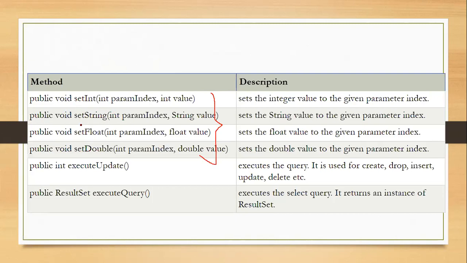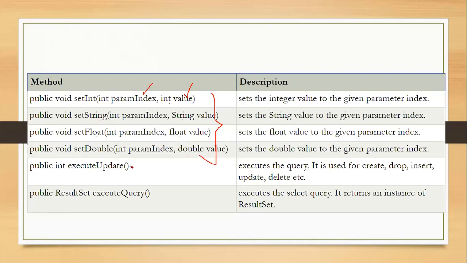Whichever set method it is, you will have two parameters. One will be the index and one will be the value. If it is setInt, the second one will be int. If it is the setString method, the second will be of string data type. If it is the setFloat method, the second parameter will be float. If it is setDouble, the second parameter will be double data type.